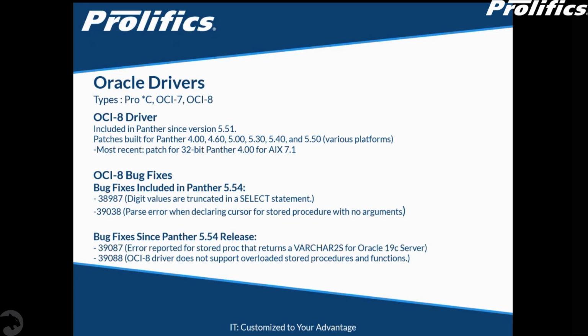One is to support table types that are built-in table types. So the varchar2 table is a type that's in the DBMS SQL package, which comes with Oracle. And for that one, if you were returning that type into a Panther array, that did not work. So that's one of the bug fixes.